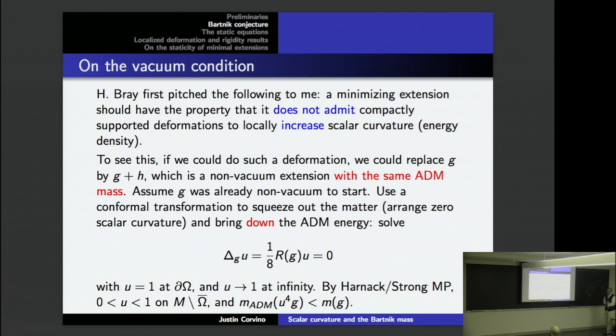Although this is known to a number of people, I remember explicitly talking with Hugh Bray years ago about quasi-local mass: a minimizing extension for a domain ought to have the property that the extension doesn't admit any localized deformations of scalar curvature upward. Nothing directly about static yet, but the idea is that the domain should not support the ability to keep the scalar curvature non-negative everywhere and then add a little bit of positive matter density on some compact set.